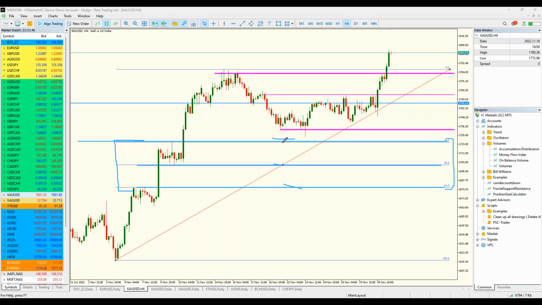Instead, what we do is we watch what happens when the market hits that level. So when the market hits this level, and if it produces a really strong bullish candle, then it's not completely crazy, not completely ridiculous to think that the market is going to take off from there.